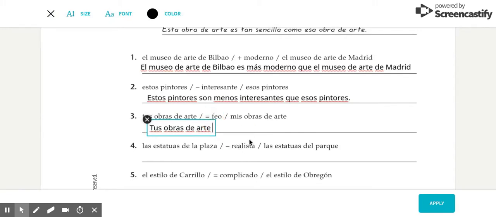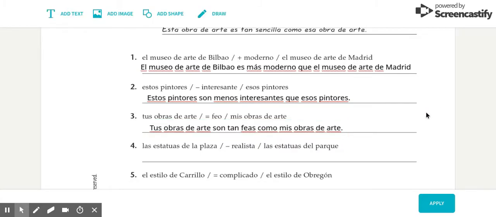Okay. So now you have to ask, is it es or son, right? Son. And then they're just as ugly. So tan feas. Okay. Why is it feas? Because we have obras de arte. Obras is feminine plural. So feas must be feminine plural as well. Son tan feas como mis obras de arte. They're just as ugly as my works of art. And that's how that works.